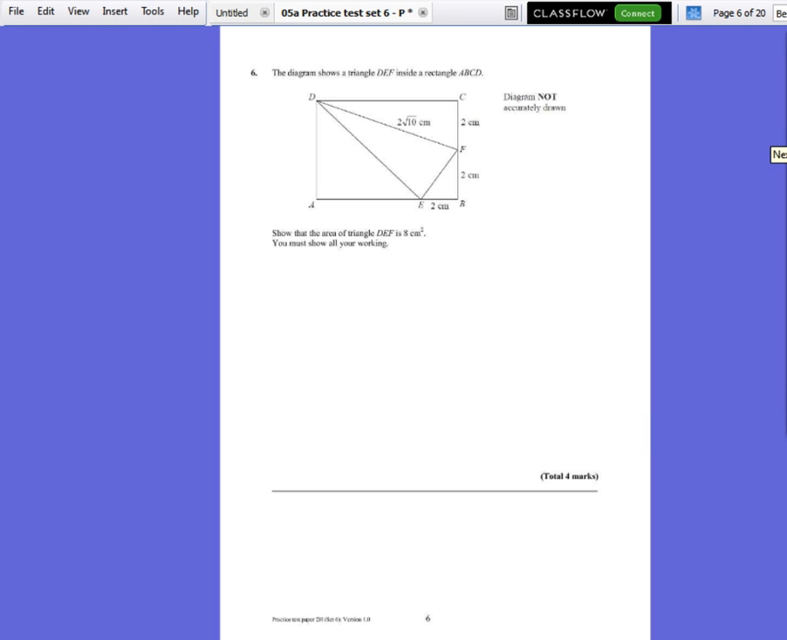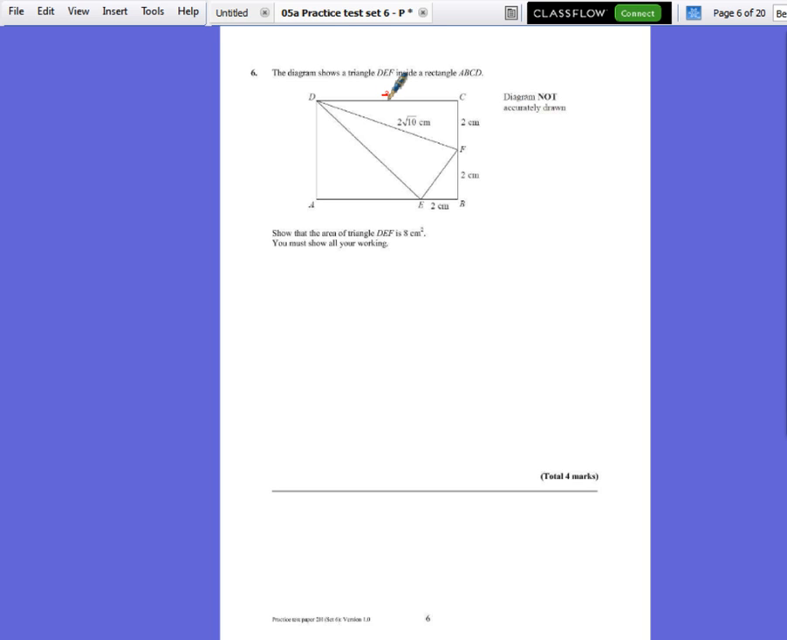Question 6. The diagram shows a triangle DEF inside a rectangle ABCD. Show that the area of the triangle DEF is 8 centimeters squared. Well, first of all, we want to work out the length of this rectangle so we know how big the full rectangle is. So we use Pythagoras' theorem to work out this side here.